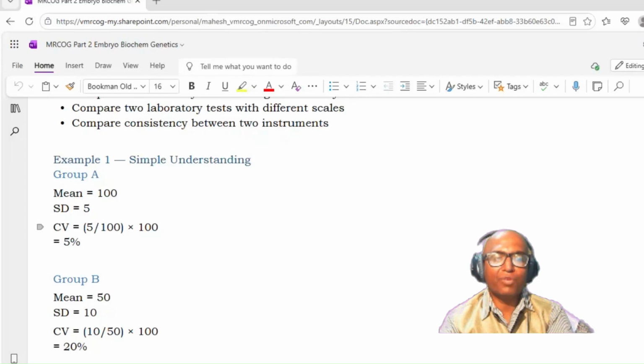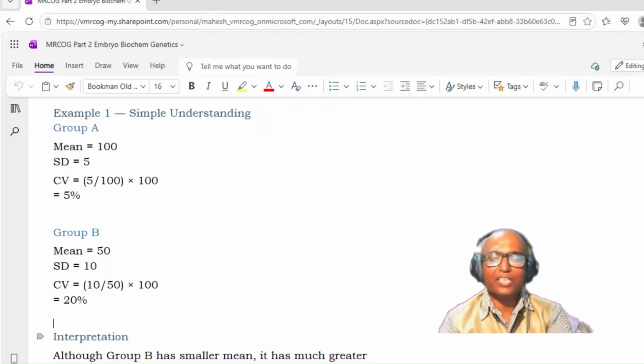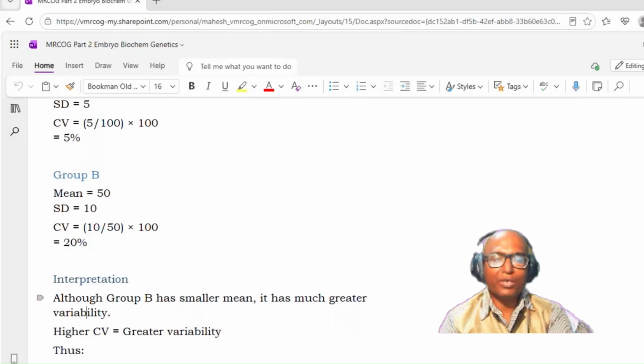Here the variability was 5%. Less the variability, more consistency in the sample. Larger the coefficient of variation, that means larger is the variability. This at least you remember. So how will you interpret?